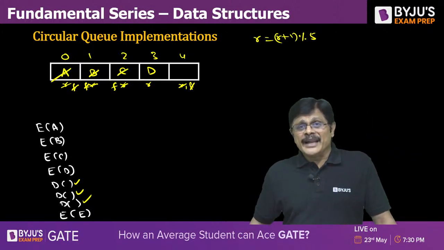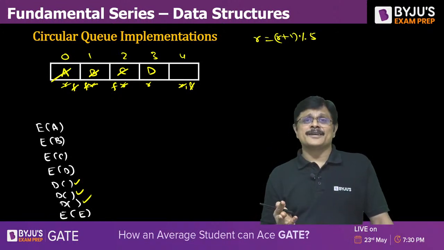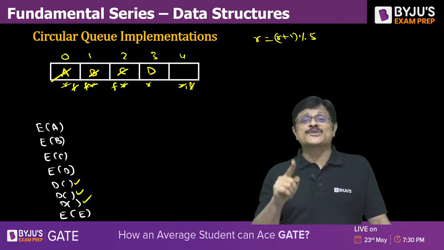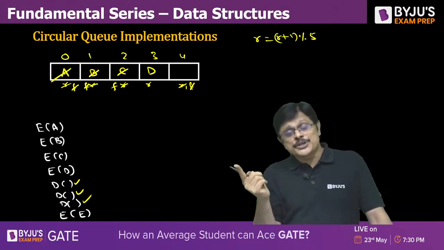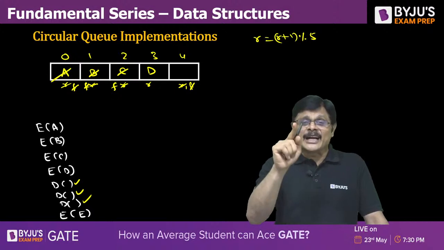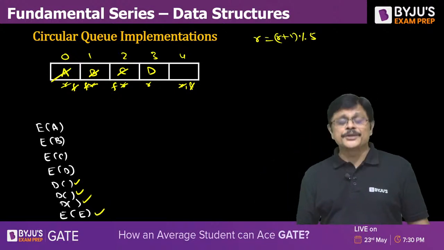Now whenever front is less than rear, or in other words rear is equal to front plus 1 percentile n, it means it is having a single element. If rear is one position to the next of front, that means we are having a single element. Now can you do NQ?